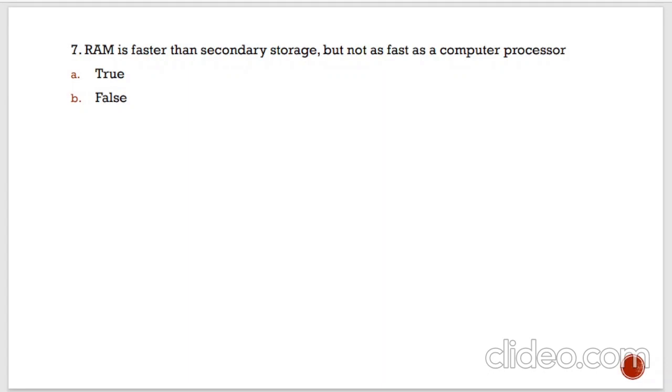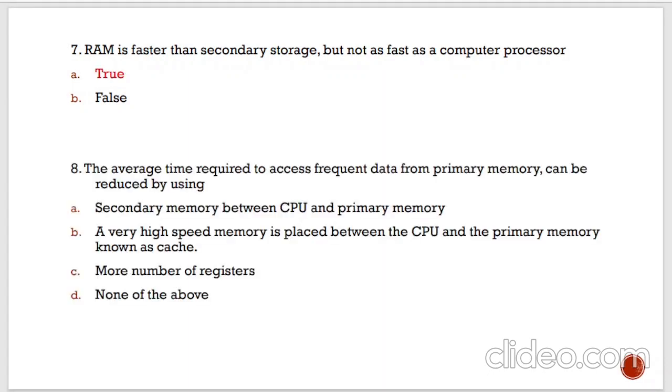Next, RAM is faster than secondary storage but not as fast as a computer processor. Yes, the computer processor works very fast in order to deliver more performance in much less time. So RAM is faster than secondary storage obviously, but not as fast as the computer processor.